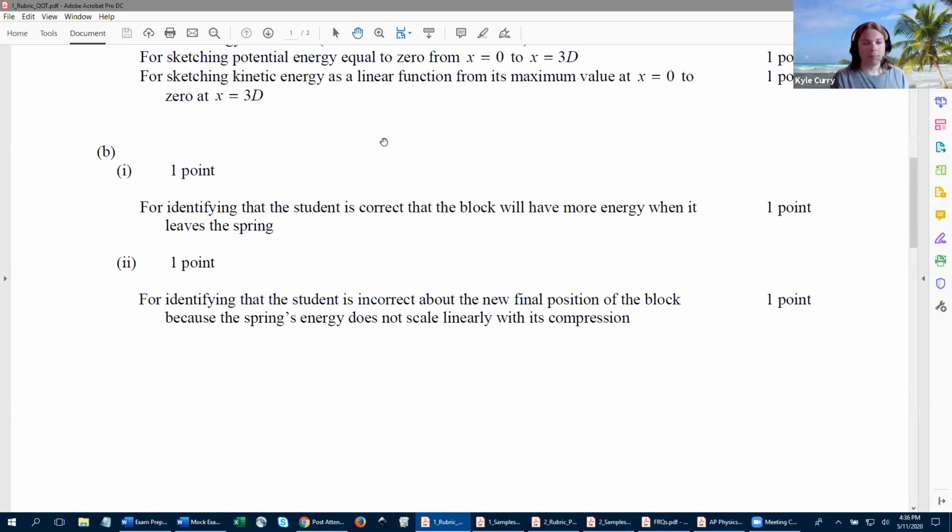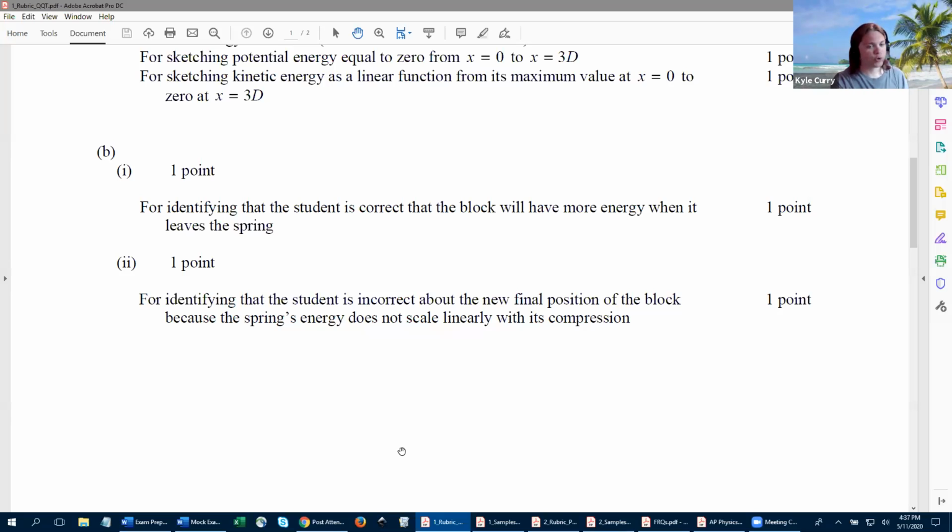Part BII is also worth 1 point for identifying that the student is incorrect about the new final position of the block, because the spring's energy does not scale linearly with the compression of the spring. So it's incorrect to say that the block will travel to a final position of x equals 6d. And that's what you need to identify.